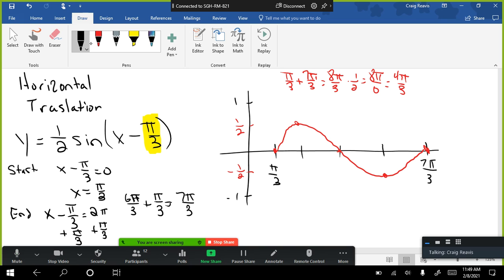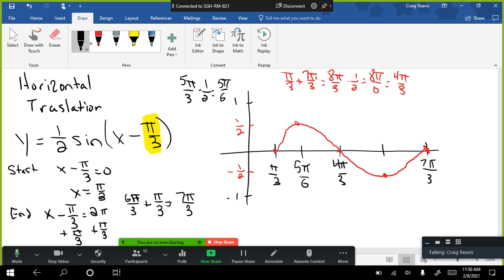So this is 4 pi over 3. What's this one? Well, what's pi over 3 plus 4 pi over 3? 1 plus 4 is 5, so this is 5 pi over 3 times 1/2. And I get 5 pi over 6. So this point is 5 pi over 6.